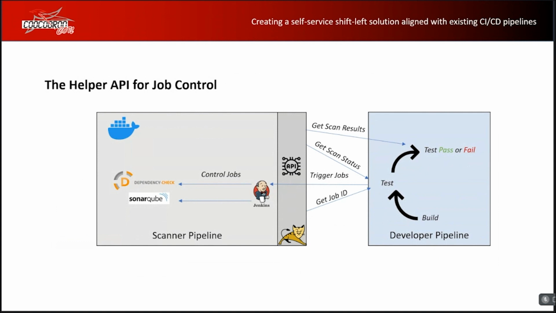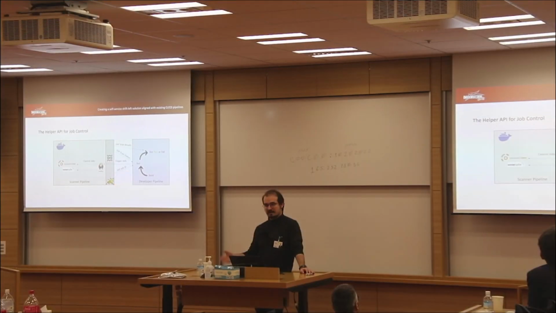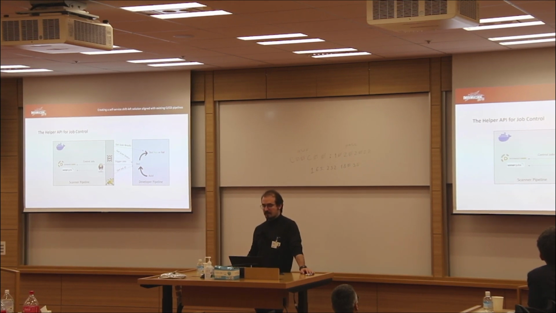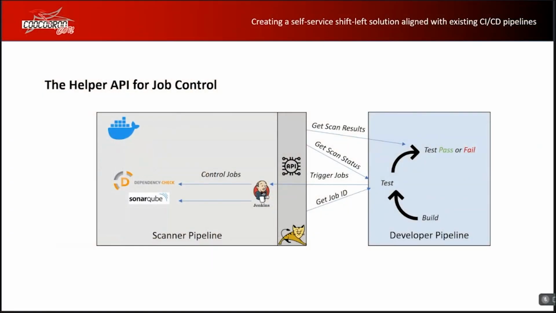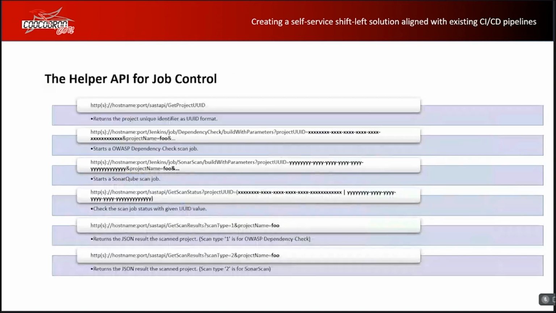After triggering scan jobs using the Jenkins API, the helper API will return the current job status by querying the UUID value. So if you send the UUID value to get scan status, you can see what's happening: is it running, is it finished, etc. And the last endpoint returns both scan results as JSON objects and total severity scores.